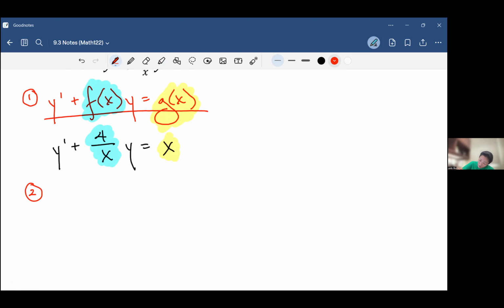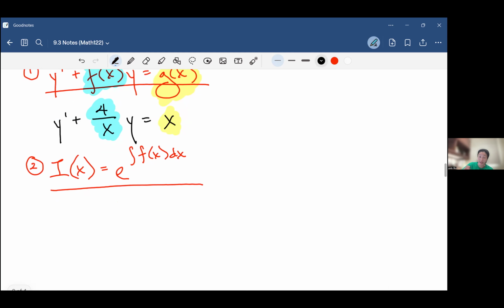Step number 2 is where we find our integrating factor. And if you look at your screenshot or scroll back up, that is where we have e to the integral of f of x dx. Okay, so let's try and find our integrating factor. I of x equals e to the integral of 4 over x dx. Okay, so I know that my f of x is 4 over x, so I just make that substitution in there. Now this is going to require me to do an integral.